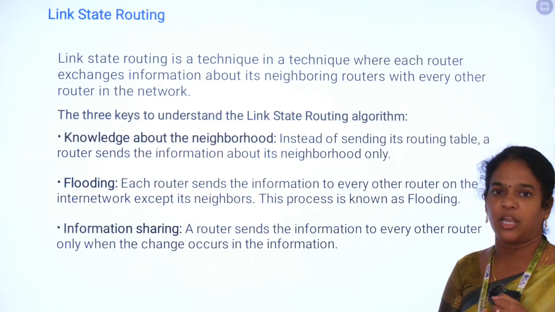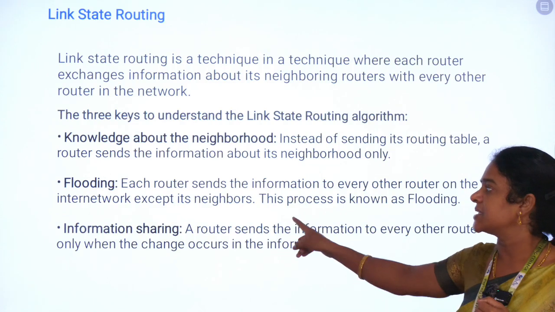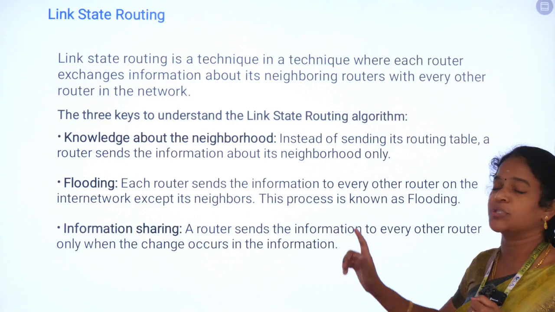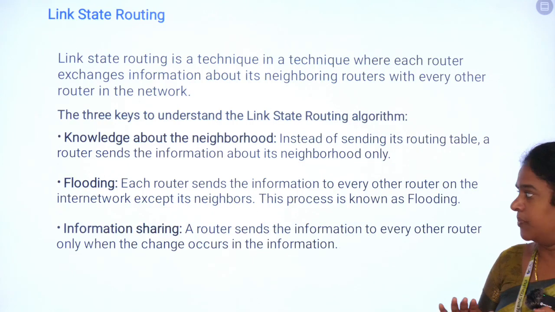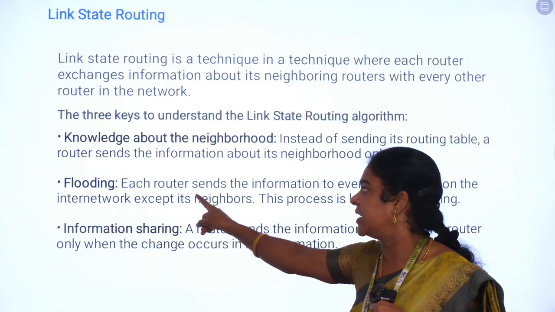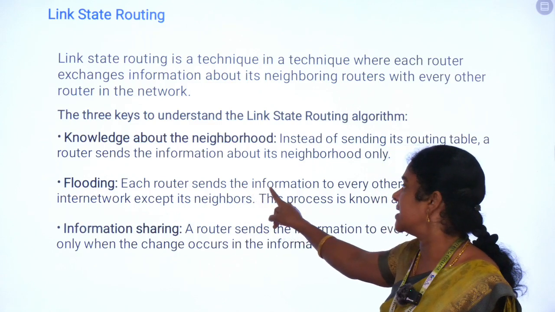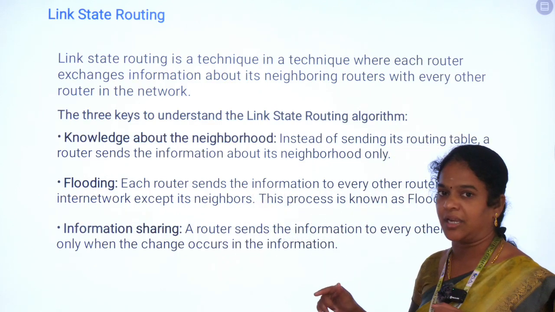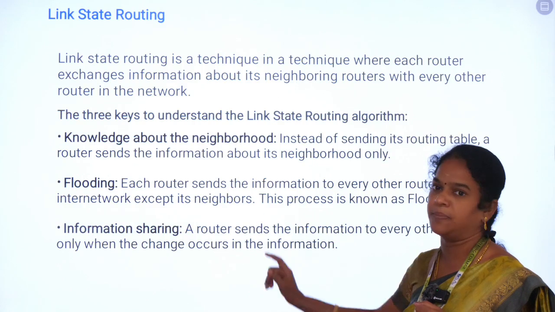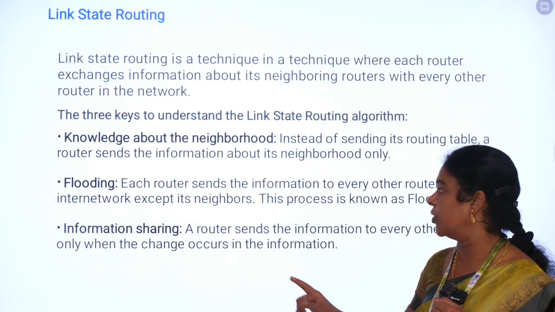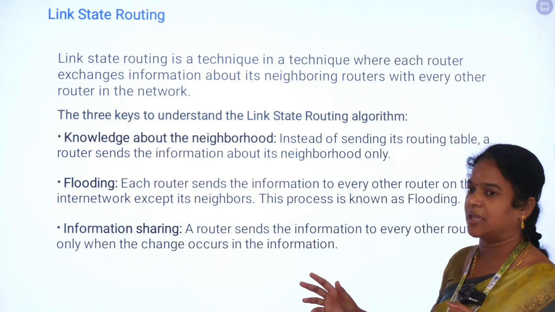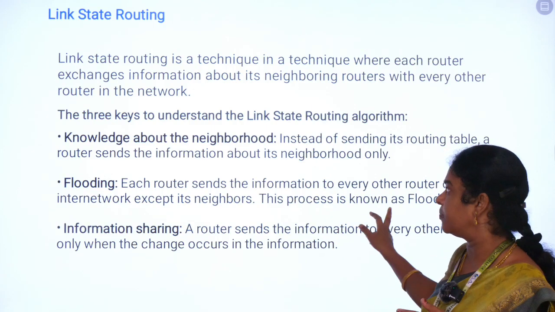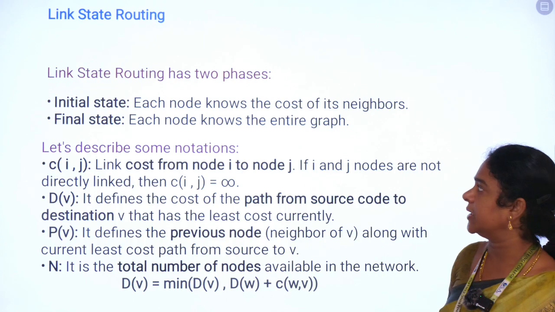The first one is knowledge about the neighbor node. The second one is flooding. This flooding concept is used in link state routing only. So what does flooding mean? Flooding is when each router sends the information to every other router on the internetwork except its neighbor. That is called flooding. Information sharing is nothing but sharing the information between a node and its immediate neighbor node. So this is link state routing.